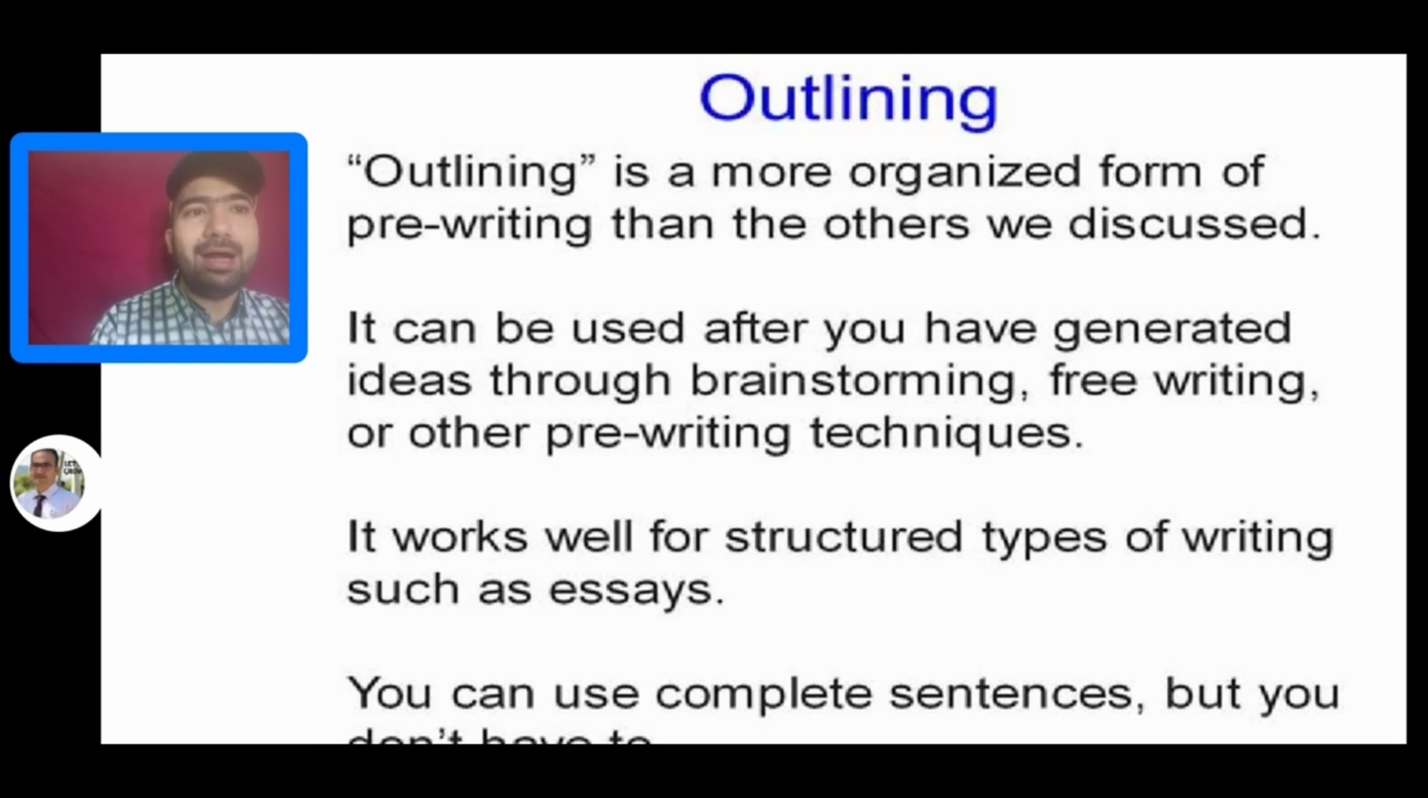So outlining is a more organized form of pre-writing than the others we discussed. It can be used after you have generated ideas through brainstorming, free writing or other pre-writing techniques. It is the stage to sort out relevant, irrelevant, good or bad ideas into a sequence. It works well for structured types of writing such as essays. In many exams, even the examiners demand outlines. For the CSS exam, it is compulsory to have outlines because outlines are the roadmap for the examiner. They will travel through your essay with the help of outlines, and this will decide how relevantly you have written.